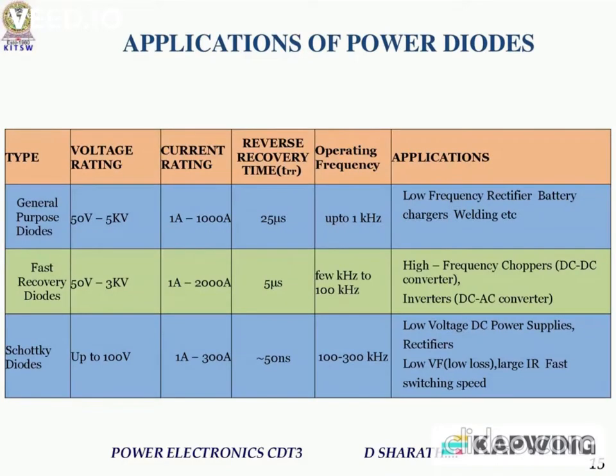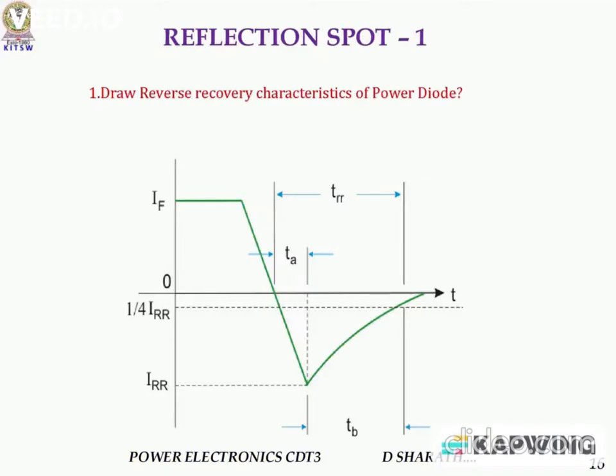So coming to the applications of power diodes, general purpose diodes are used for low frequency rectifiers, battery charging, welding, etc. Coming to fast recovery diodes, they are used for high frequency choppers and inverters, that is, DC to AC converters. Schottky diodes are used for low voltage DC power supplies and high frequency fast switching applications.